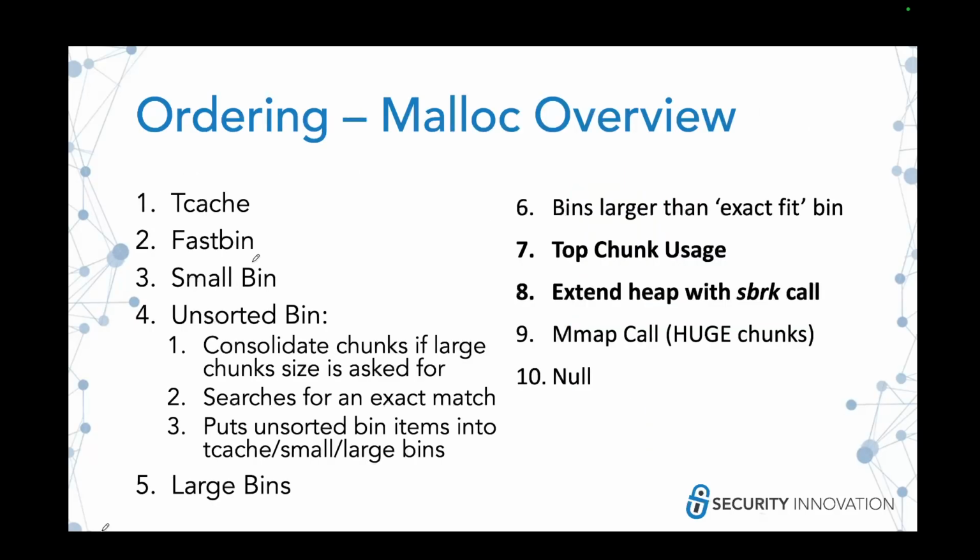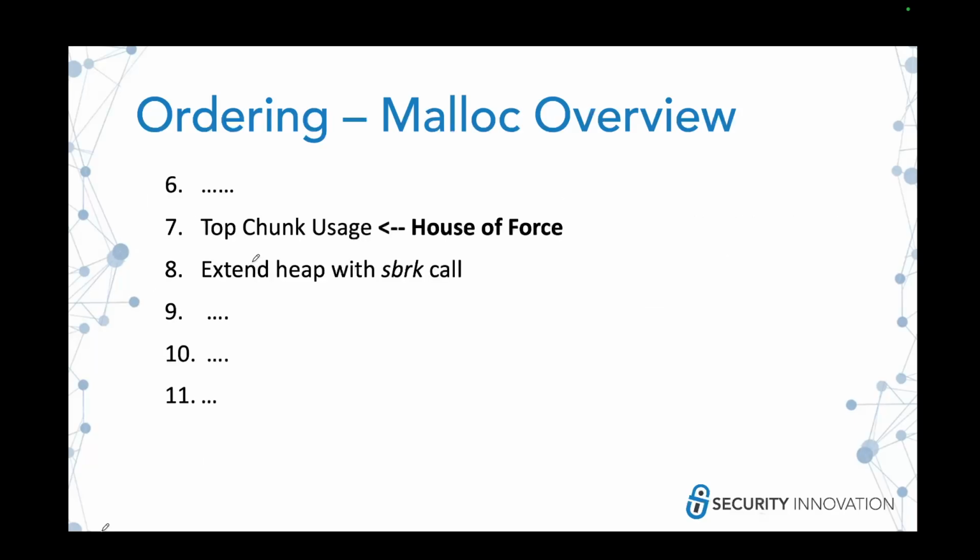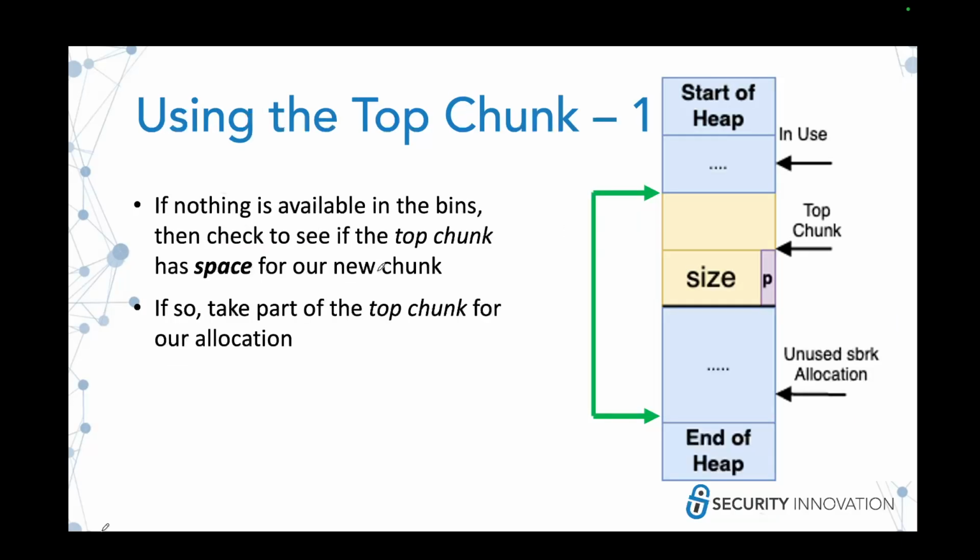If you remember reading and going through the ordering part of this module, which seems like forever ago, there is the top chunk usage and the extend heap with sbrk call. We are trying to abuse this functionality right here. I'll show you what the code looks like for that in a moment. So when you use the top chunk, if nothing's available in the bins, then it will try to use the top chunk. And if there's room in the top chunk for the allocation that we need, then it will try to take data from it.